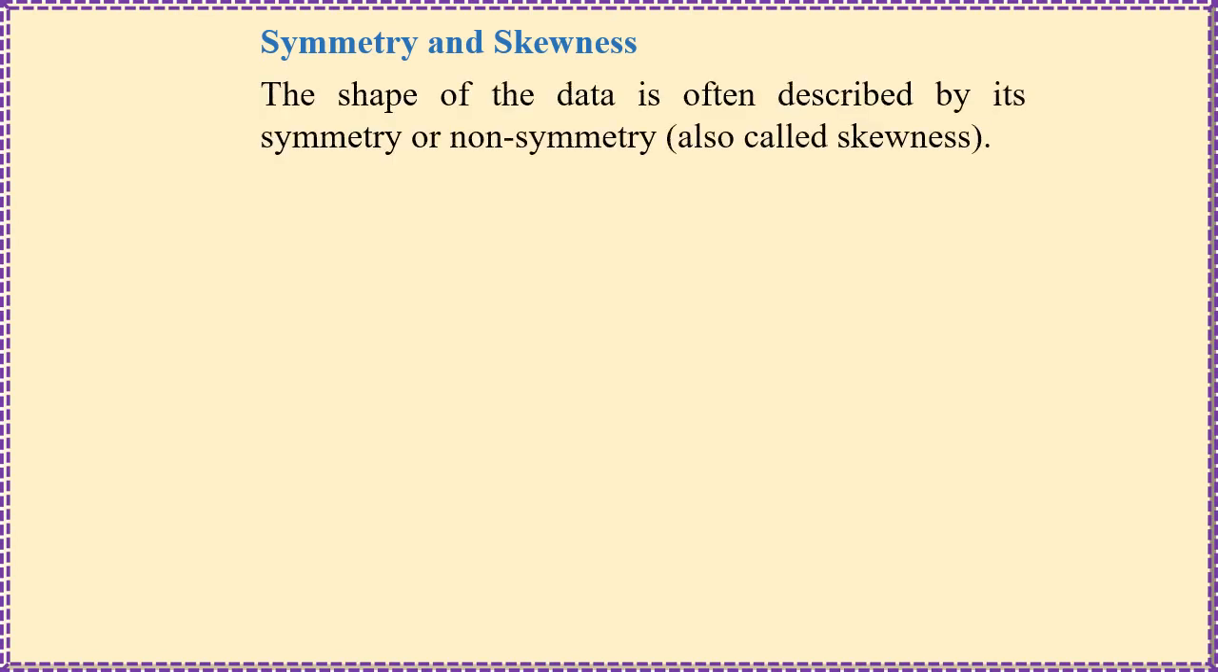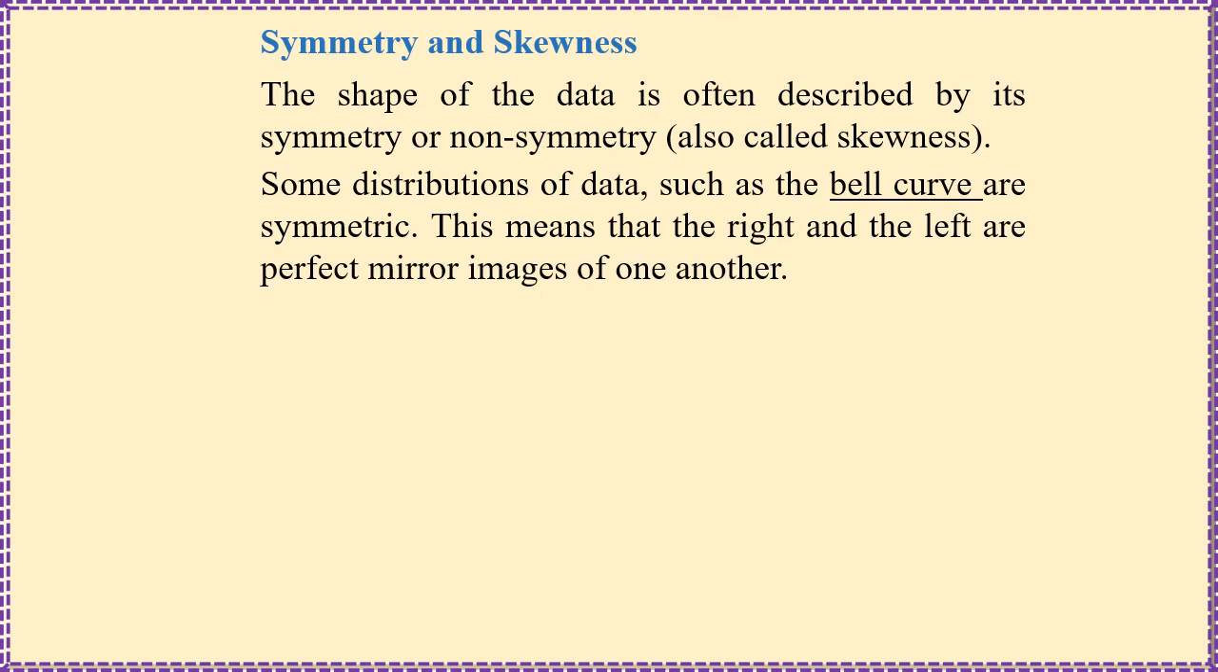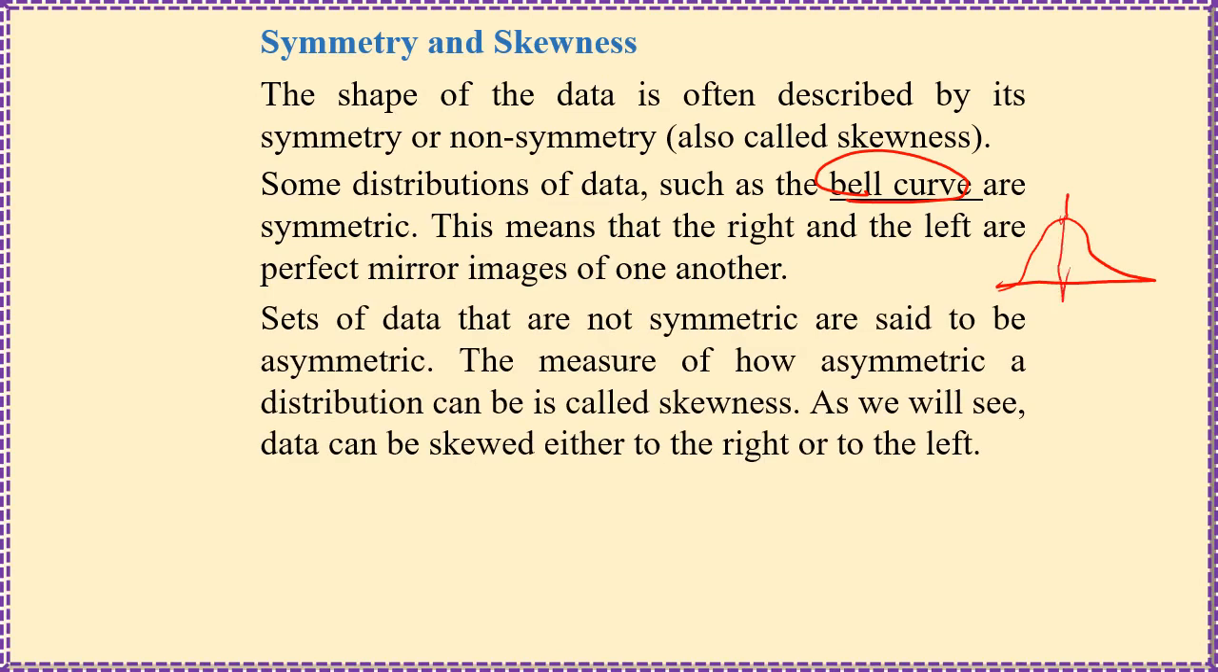Okay, now let's learn about symmetry and skewness. The shape of the data is often described by its symmetry or non-symmetry, also called skewness. Some distributions of data, such as the bell curve, are symmetric. This means that the right and the left are perfect mirror images of one another. If you remember how the bell looks, it will be like this. This is our bell, so it will be symmetric about this bell shape.